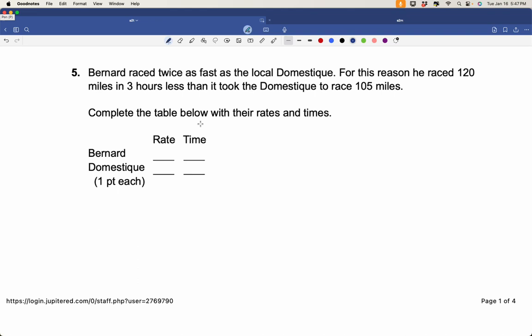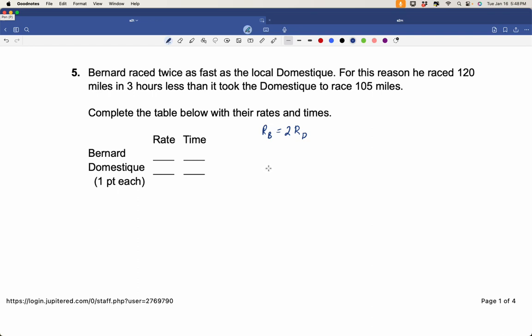So let's think this through. Bernard raced twice as fast as the local domestique. So his rate, that's his speed, is going to be 2 times the rate of domestique. So the rate of Bernard is equal to 2 times the rate of Domestique. I love that name. It sounds so ooh la la French.